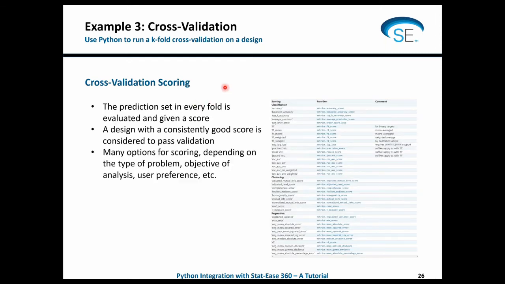But first you need to decide how you're going to evaluate those folds. There's a bunch of different scores or metrics that you can use. This table is from scikit-learn. They have a bunch of metrics that are more germane to machine learning, but they do have some regression-oriented metrics like R-squared or mean squared error. So you'd score each fold based on how well it predicts, based on some metric, and then decide whether or not your model is validated based on those scores. You're looking for a consistently good score across the different splits.